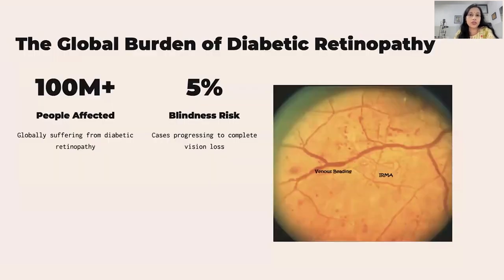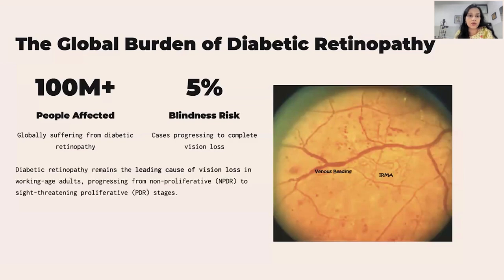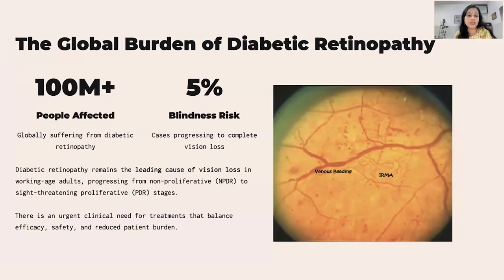So we do have a huge burden of diabetic retinopathy, with more than 100 million people affected worldwide, and 5% of them have a risk of going completely blind, which means these patients will not be able to recover vision in both eyes if they're not treated adequately, which means their productive age group and their career is completely gone. So it is a leading cause of vision loss, and we have stages from non-proliferative diabetic retinopathy to sight-threatening proliferative stages. We have an urgent need for treatment in our community which can balance efficacy and safety, and reduce the patient burden. Why is it a burden?